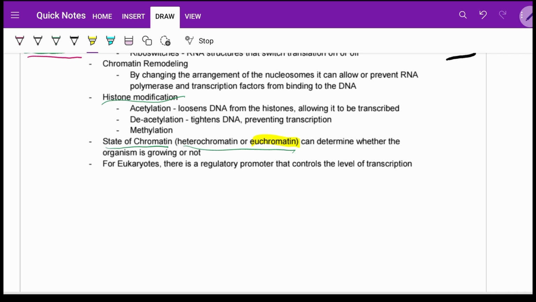And then also for eukaryotes, they sometimes have a regulatory promoter that controls the level of transcription, so it's not all or nothing. It's a little more nuanced, as most things with eukaryotes are, to be honest.